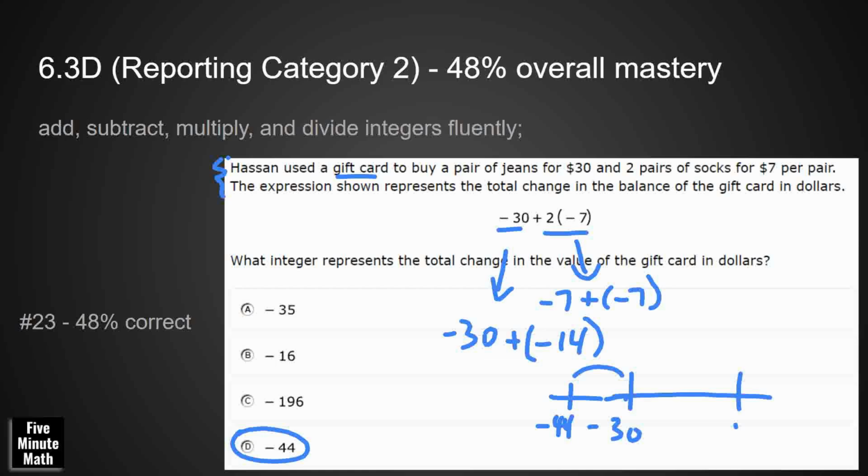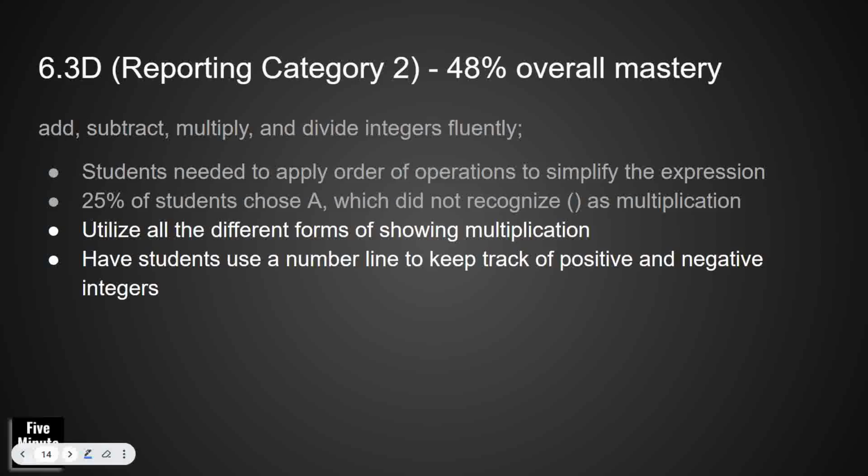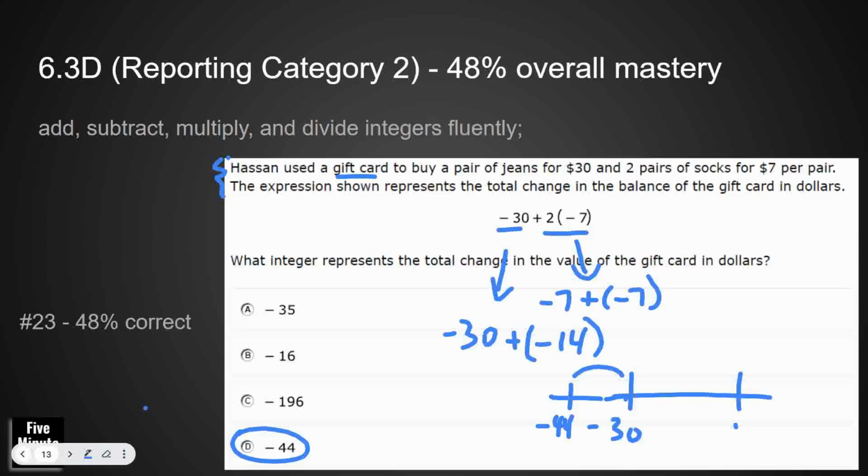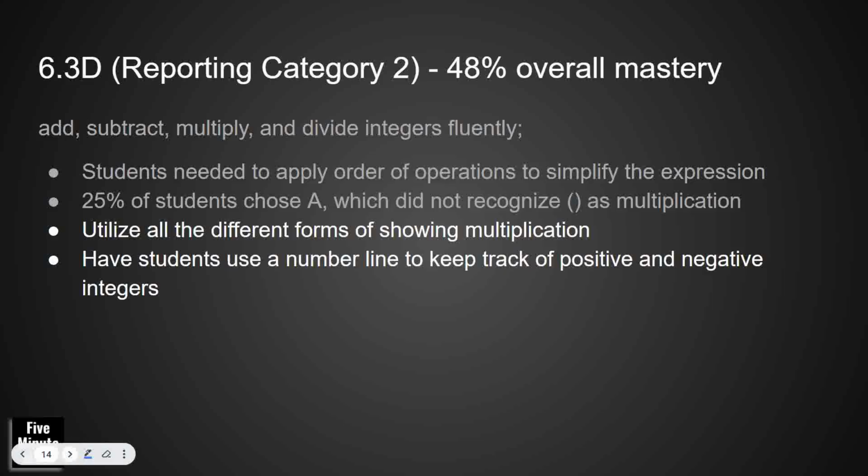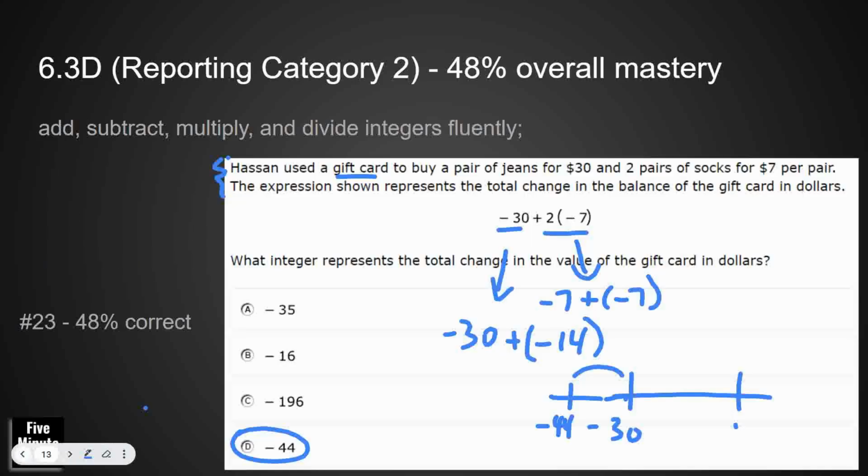We only had 48% of our students get that correct. And so we need to apply the order of operations to simplify the expression, right? We need to make sure we multiplied the 2 times 7 before we tried to add the negative 30 to the 2. And 25% of our students, so we did have a misconception here, chose A. So let's go back and look at A.